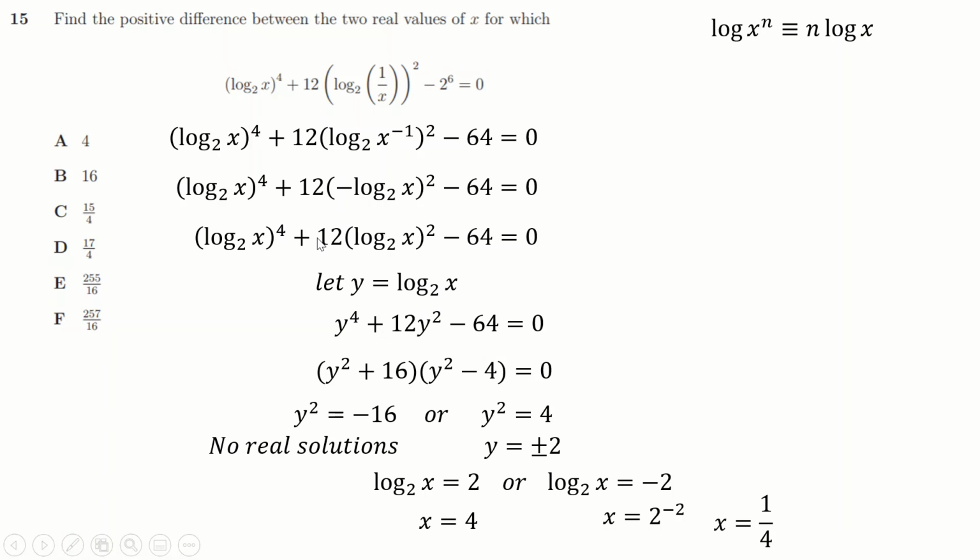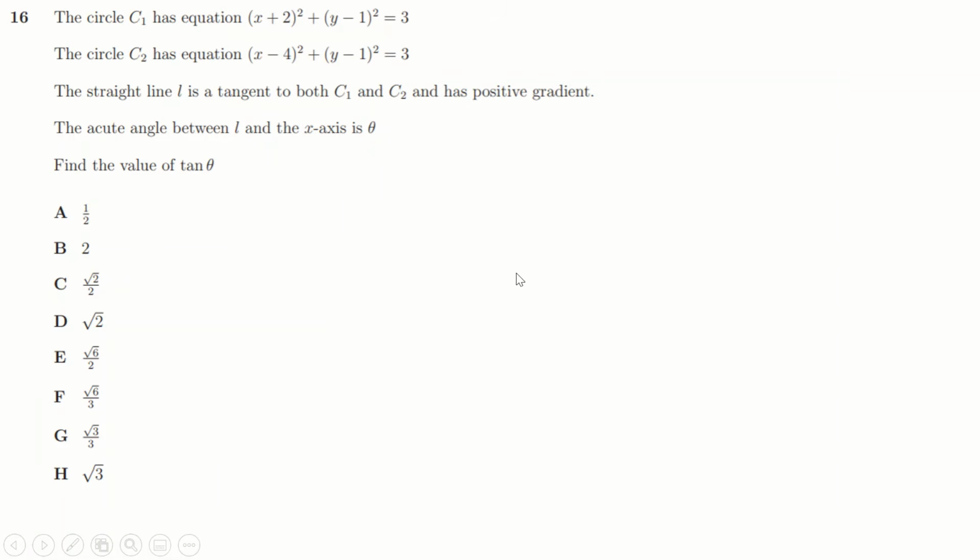And it's asking for the difference between the two. The difference between 4 and a quarter is 15 quarters, because that's 16 quarters, that's 1 quarter. Difference is 15 quarters. Number 16, the circles question.